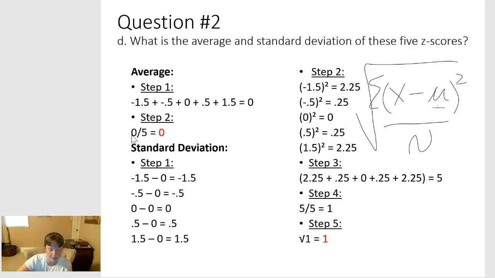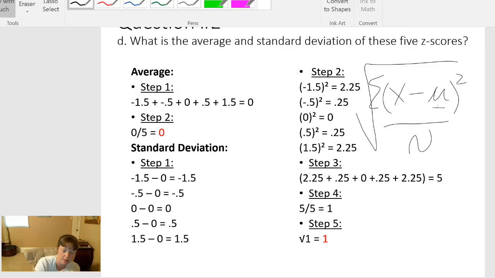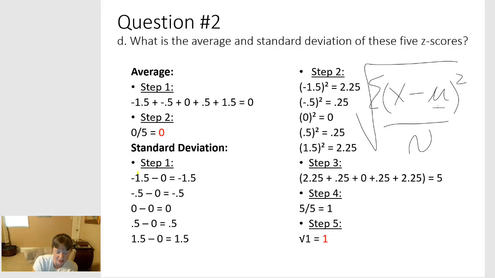So here is me taking the z-scores, negative 1.5, negative 0.5, 0, and so on, subtracting the average of 0, because that's the average of z-scores. But notice I'm showing you that tedious step. And so these are my deviation scores. Then I'm going to square those deviation scores to get 2.25, 0.25, 0, 0.25, 2.25. Then I'm going to sum those to get the sum of squares, 5.